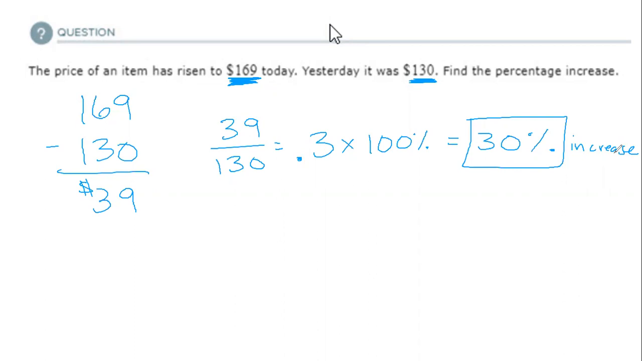So again, you subtract to find out how many dollars of difference there is, and then always divide by the original price. Whether it's increasing or decreasing does not matter. Always divide by the original price to find the percentage.